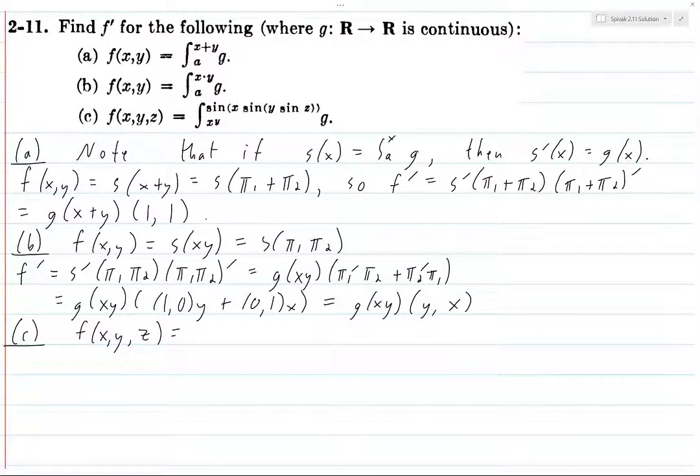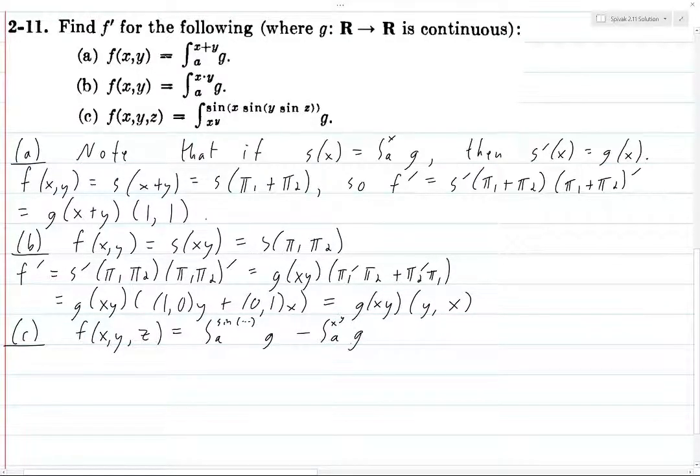But given a, we can write this as the integral from a to sine of x. I'll just write that because it's supposed to be sine of x sine of y sine z, but I don't want to write all that out, so I'm just going to write this. So we take the integral from a to this thing of g minus the integral from a to x, y.